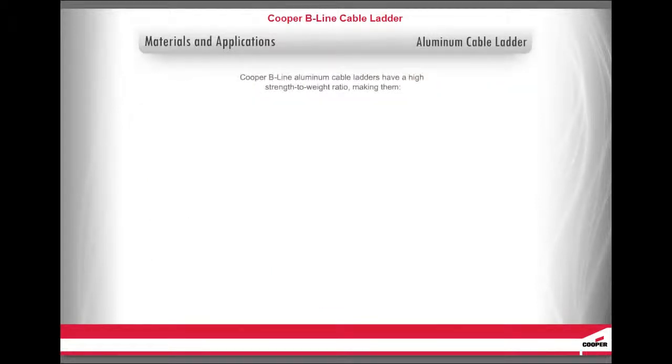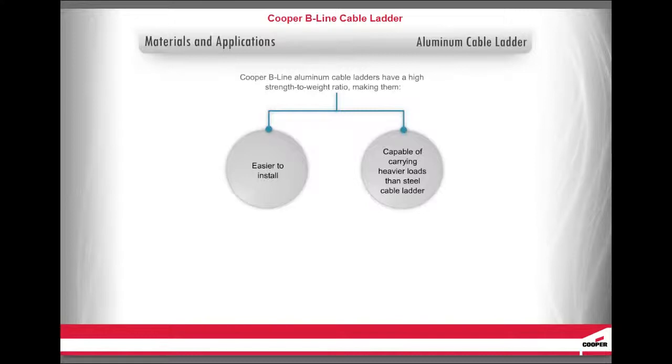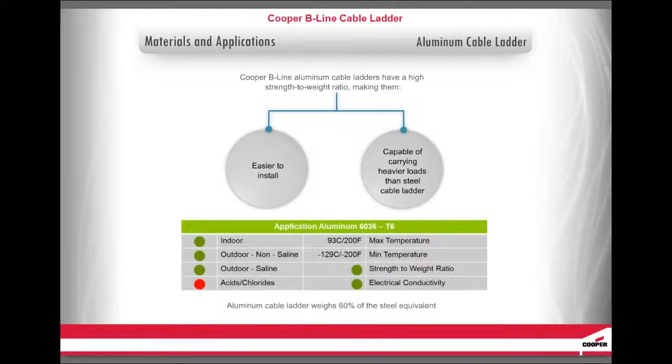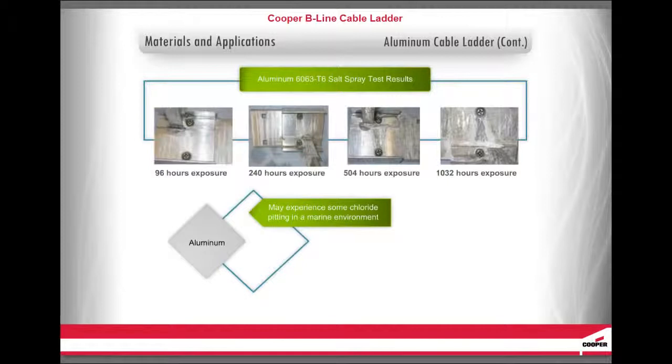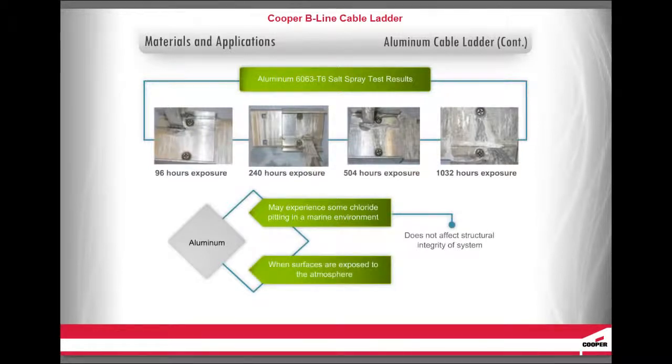Cooper B-line aluminum cable ladders have a high strength-to-weight ratio, making them easier to install and capable of carrying heavier loads than steel cable ladder. On average, an aluminum ladder weighs 60% as much as the steel equivalent. Aluminum may experience some chloride pitting in a marine environment, but it does not affect the structural integrity of the system. When aluminum surfaces are exposed to the atmosphere, they immediately form a thin oxide film to protect the metal from further oxidation.